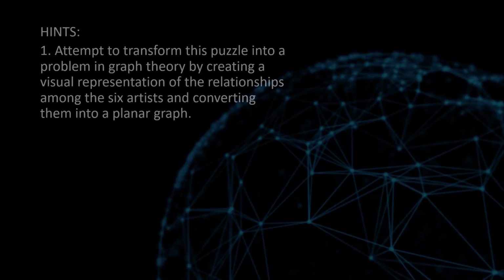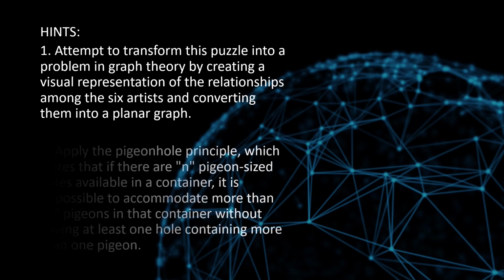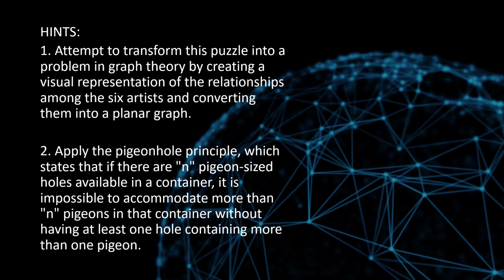To help you solve this puzzle, I have provided the following hints. 1. Attempt to transform this puzzle into a problem in graph theory by creating a visual representation of the relationships among the 6 artists and converting them into a planar graph. 2. Apply the pigeonhole principle, which states that, if there are n pigeon-sized holes available in a container, it is impossible to accommodate more than n pigeons in that container without having at least one hole containing more than one pigeon. Please take a moment to engage in solving the puzzle. Feel free to pause the video if necessary.